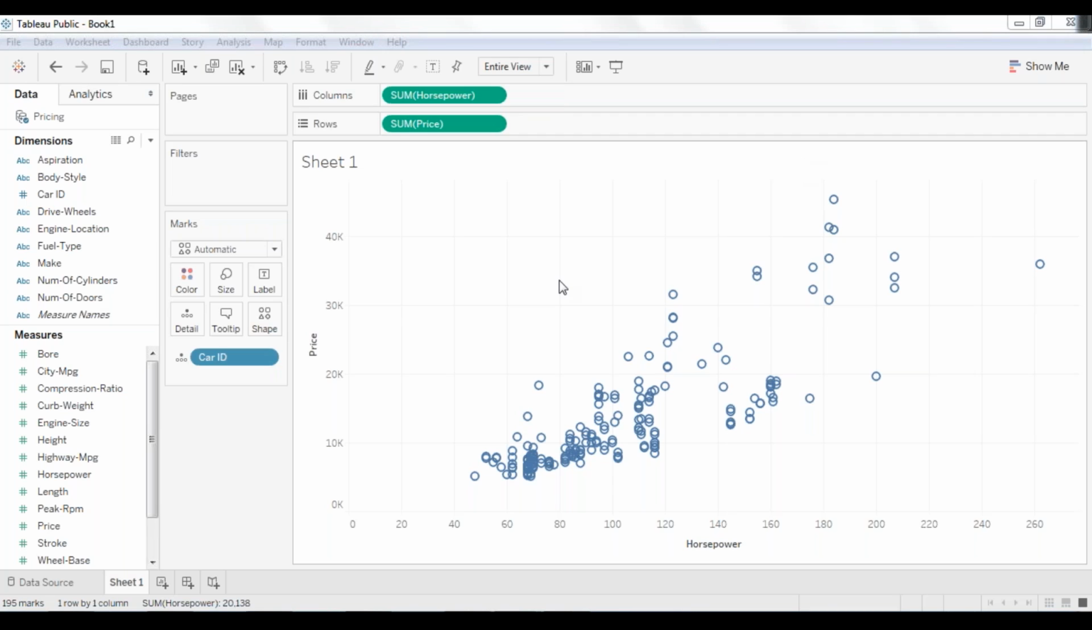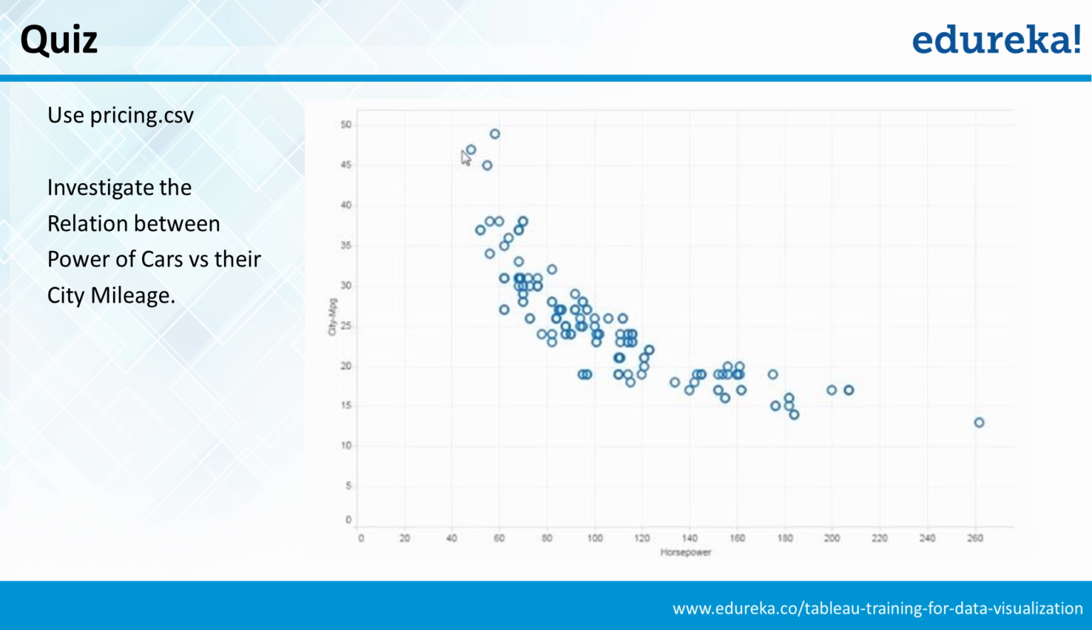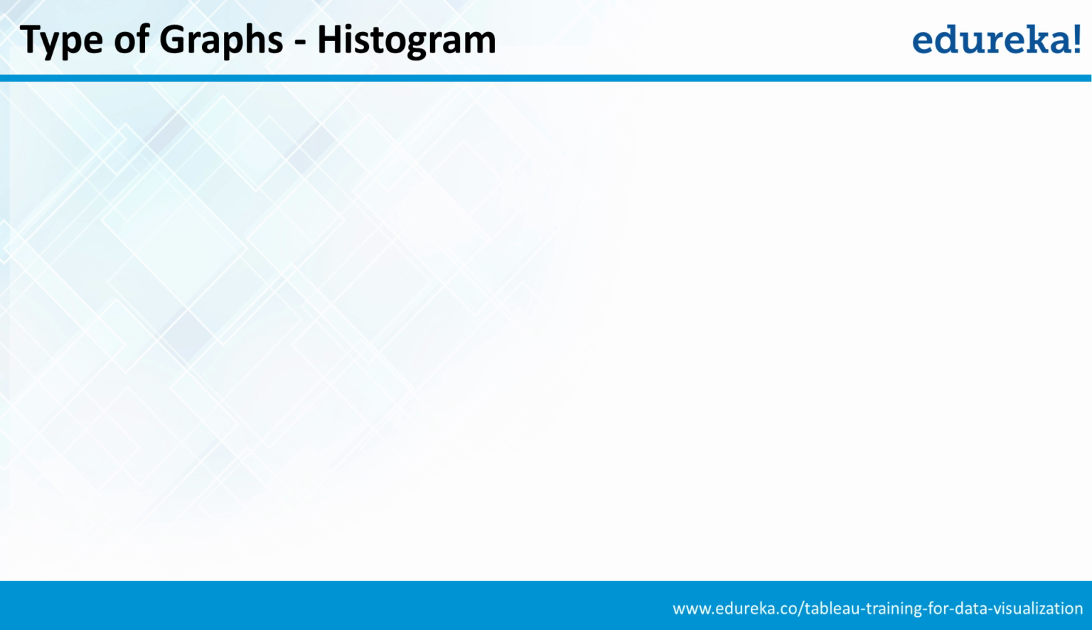So Anand, please try to create this scatter plot. If it doesn't work, just let me know. I can help you out with that. Okay, so let's move on to the next category of chart. And Anand, please feel free to stop me at any point of time if you need any help with the scatter plot. So moving on to the next category of visualization, we are going to discuss now about histogram.